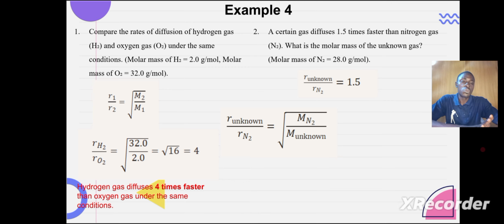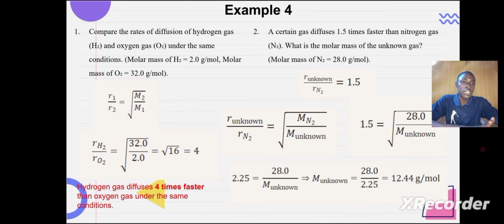Once we substitute, the rate of the unknown gas over the rate of nitrogen is 1.5 from the question. The molar mass of nitrogen is 28 gram per mole, and we are to calculate the molar mass of the unknown gas. Once we square both sides, 1.5 squared is 2.25, so the square root sign goes to the other side of the equation. When we solve properly by cross multiplying, the molar mass of the unknown gas is 28 over 2.25, which is 12.44 gram per mole.